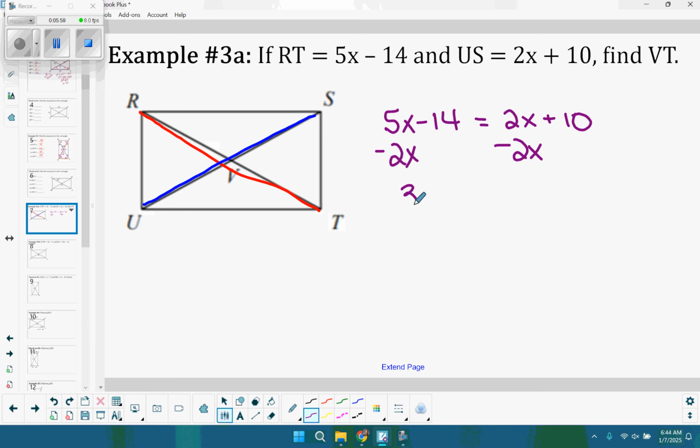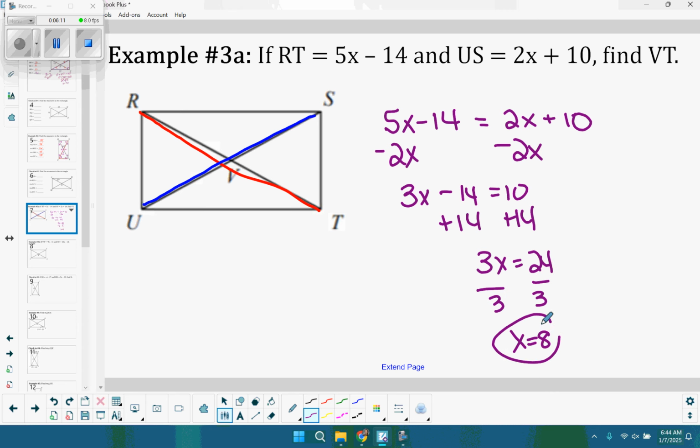So we'll take away 2x. We have 3x minus 14 equals 10. Add 14. So now we have 3x is 24. And when we divide by 3, we have x is 8.